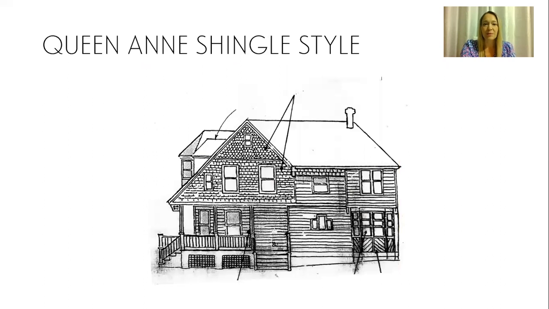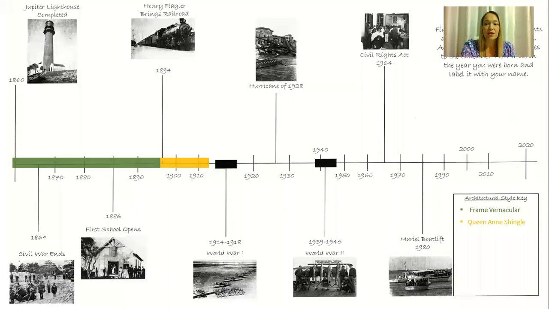Today we're going to be learning about the Queen Anne shingle style, which is a much more elaborate style. It's also made out of wood, however. So if you can all turn to page 26 in your workbooks, or perhaps if you just printed out the timeline, we're going to be adding the Queen Anne shingle style to our timeline. So if you look here on my screen, it's shown in yellow, but go ahead and just use a different color than what you used for frame vernacular.